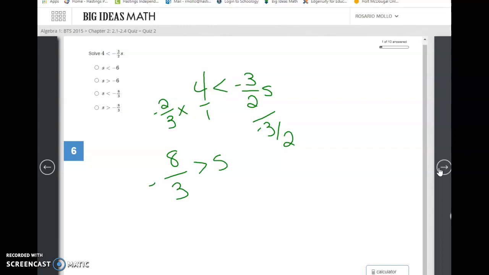And again, this is kind of backwards here because all of our s's are written first, so I've got to flip it again. So I should get s is less than or equal to negative 8/3. So it looks like it's that option right there.